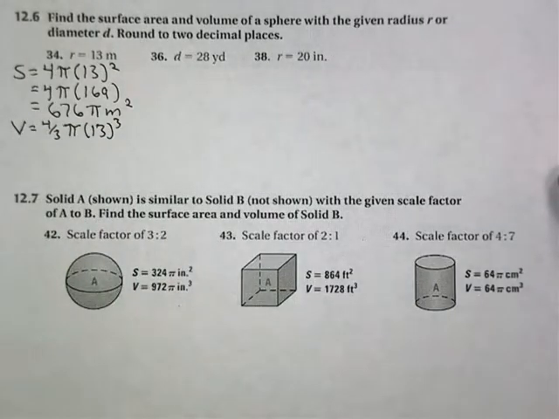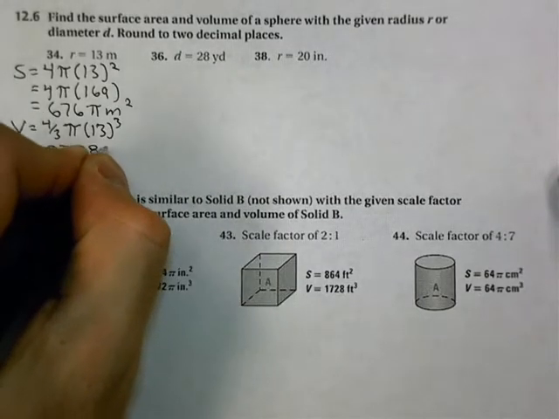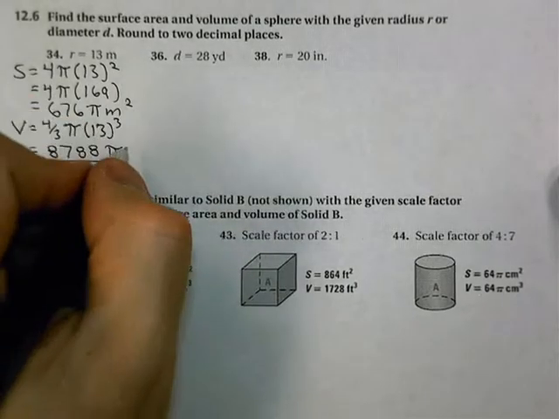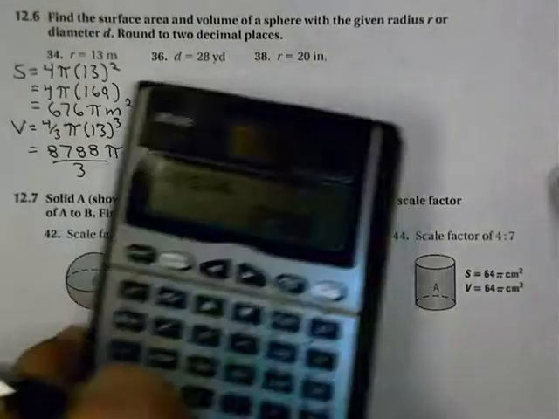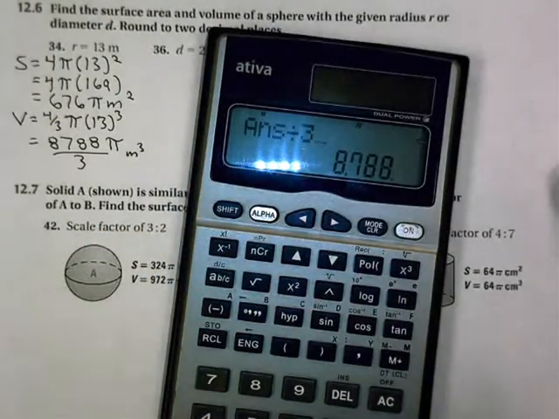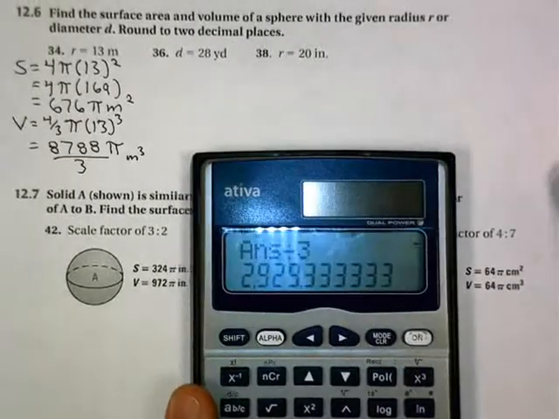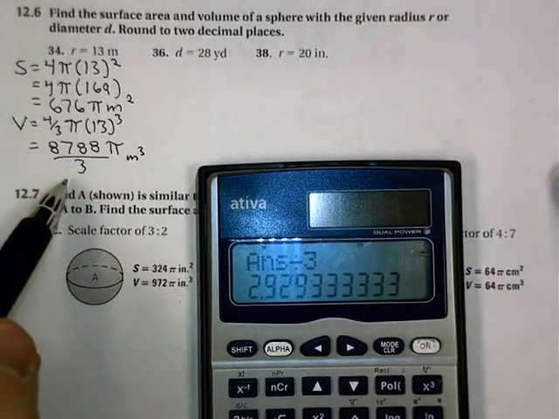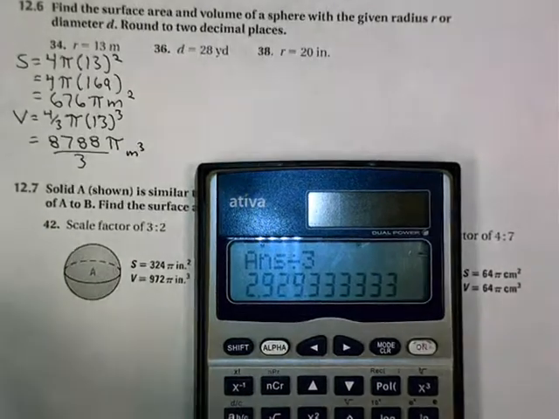So if I do 13 cubed, or 13 times 13 times 13, I get 2,197 times 4 gives me 8,788 pi over 3 meters cubed. Now I can't reduce 8,788 by 3. It doesn't divide. I could check. It turns out to 2,929.333 repeating. I'd rather just leave it as the fraction. That's the more exact answer. But if you want to write it as the decimal place, you would then take this value and multiply it by pi.